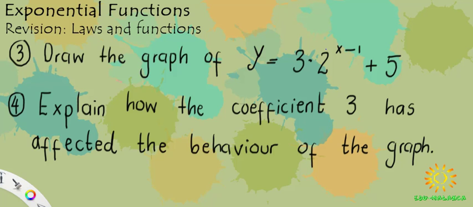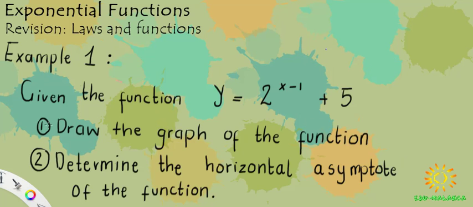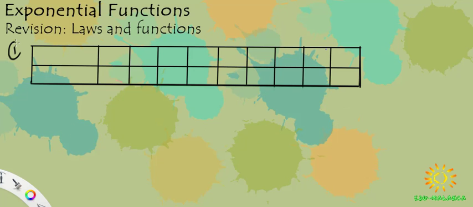Okay, let's get started. We'll start by answering question 1, where we're asked to draw the graph of the function. I'm going to rewrite the formula, which is y is equal to 2 to the power of x minus 1 plus 5. And on this table over here, I'm going to write all the values that go on the graph. We're going to have x, which is all the domain values. Then we're going to have y, which is all our range values, and we're going to use the formula here to determine the y values from the x values.